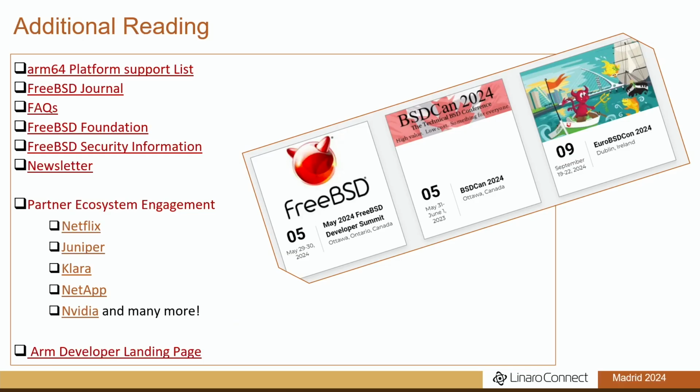With that, I'll come to the last slide, a few more resources. Now there is an ARM64 platform support list, which I appreciate is not very exhaustive, but it is a list of platforms that are supported by FreeBSD, a few more housekeeping items, and a few patches of interest around the partner ecosystem engagement from these partners. Then there is a developer landing page and a few conferences coming up. So that's about it from my side.